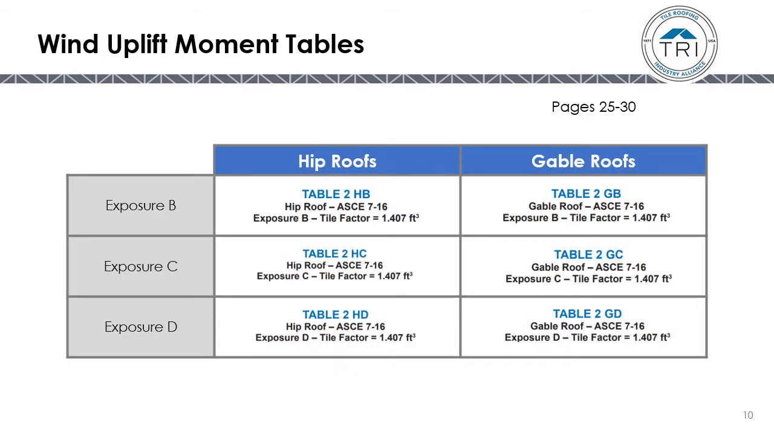There are now 6 wind uplift tables, 3 for hip roofs, 3 for gable roofs. The hip roofs and the gable roofs are broken down by exposure. So exposure B, hip roof, is in table 2HB. Exposure B, gable roof, is in table 2GB. Likewise, in exposure C, in a hip roof, you have table 2HC. In gable roof, you have table 2GC. And it follows in exposure D, table 2HD, and table 2GD.